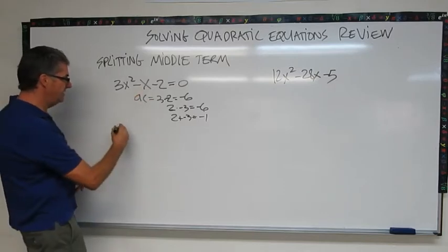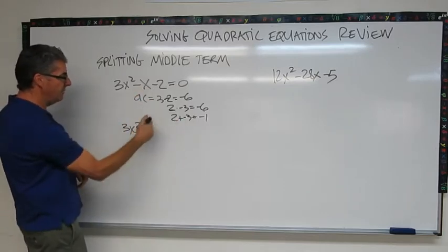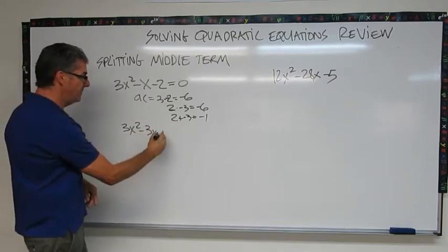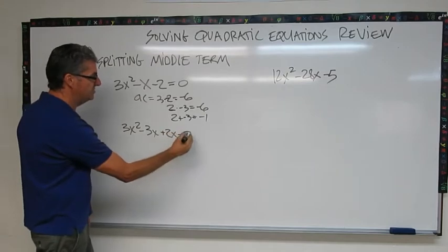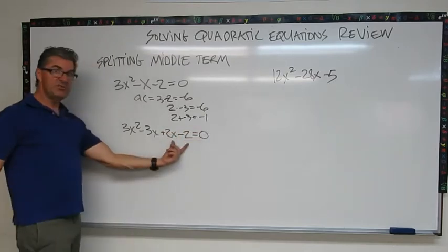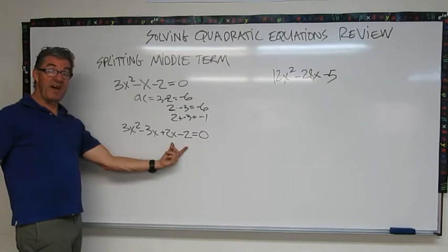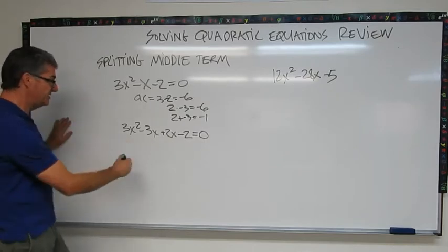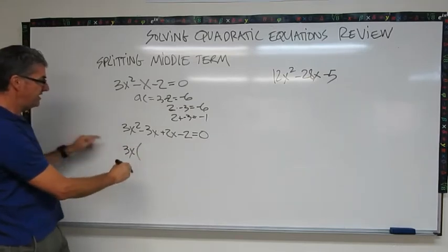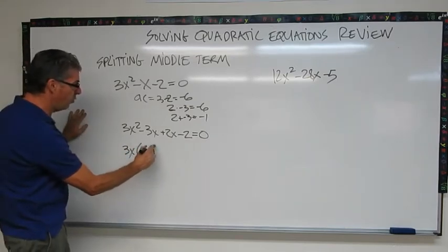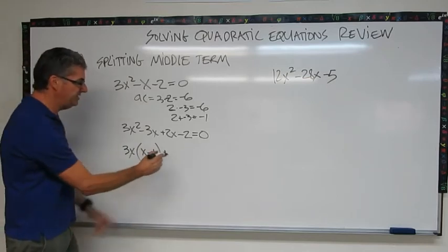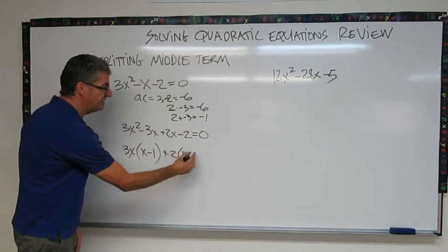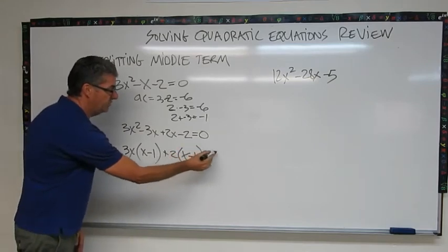Now when I do that, let's bring this down, 3x squared. I'm going to put the minus 3x here because that's a nice common factor. And then I do my plus 2x there, minus 2 equals 0. And notice those two lined up pretty well with a nice common factor there as well. Okay, so let's do that. My common factor for this pair is 3x. That's going to leave x minus 1 inside there, plus my common factor here is just a 2, and that's also going to leave x minus 1 equal to 0.